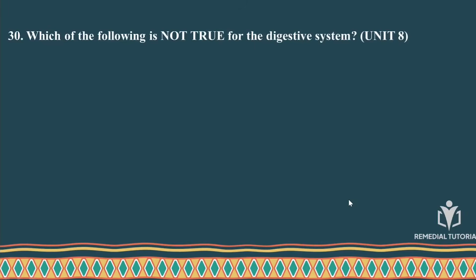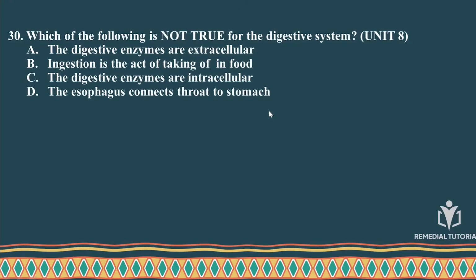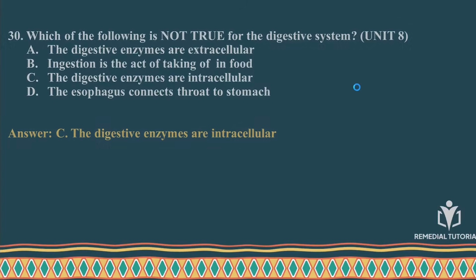Question number 30. Which of the following is not true for the digestive system? A. The digestive system is extracellular. B. Ingestion is the act of taking food in. C. Digestive enzymes are intracellular. D. Esophagus connects throat to stomach. The not-true statement is: digestive enzymes are intracellular. These enzymes work outside the cells that produce them, so they are extracellular. The rest are all true statements.